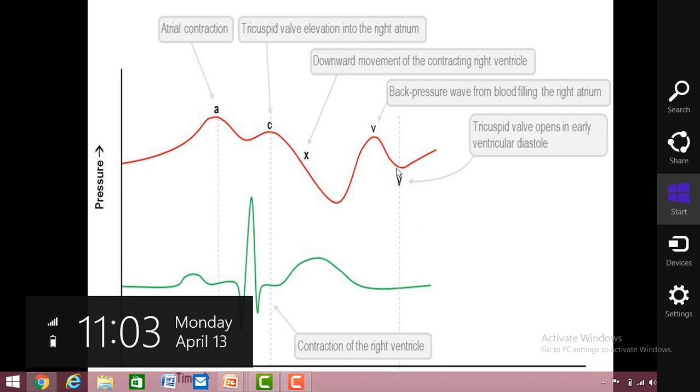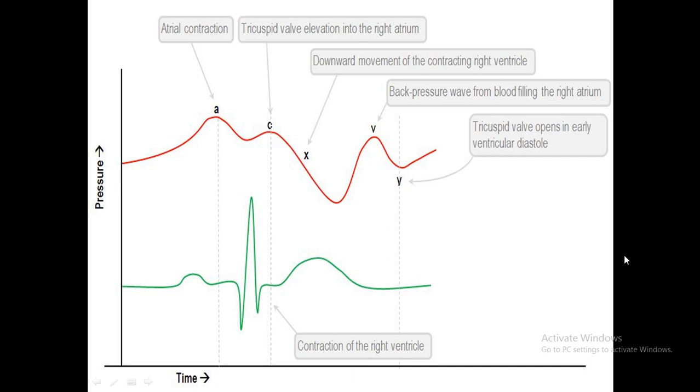Then the second downward wave is the Y wave, and this Y wave is because of the tricuspid valve opening in the earlier part of the ventricular diastole. That means whenever the ventricular diastole will start, that will cause the downward pulling of the tricuspid valve, and that will produce this Y wave.